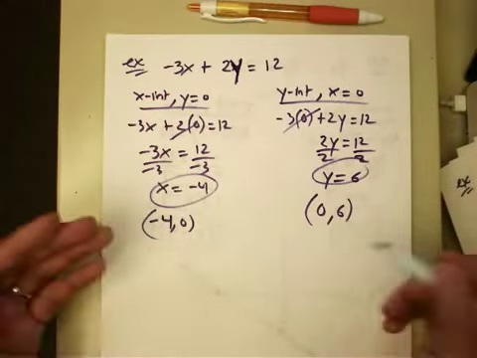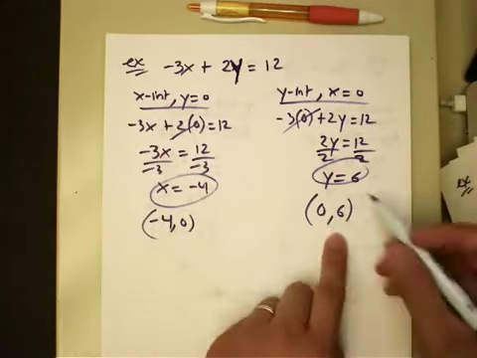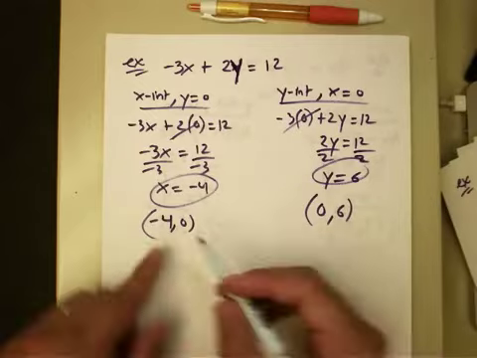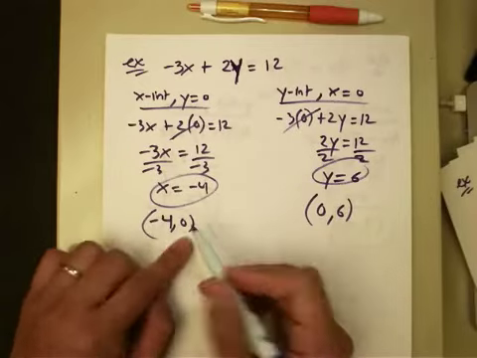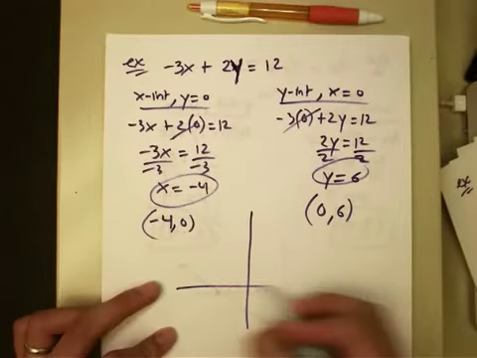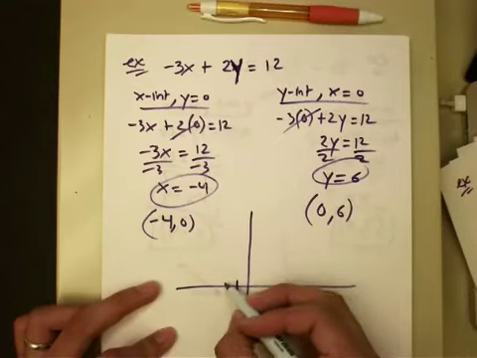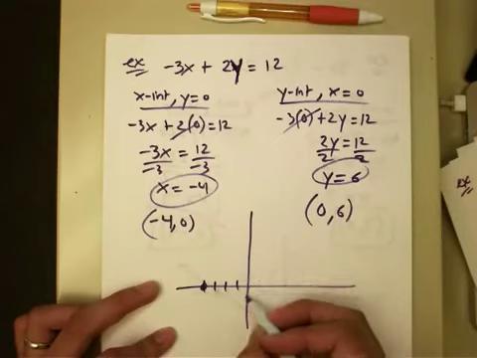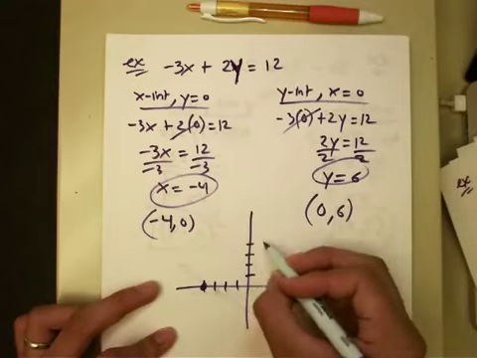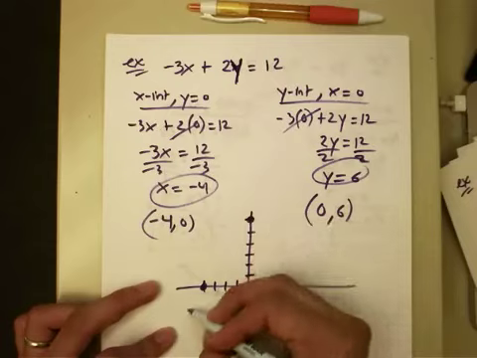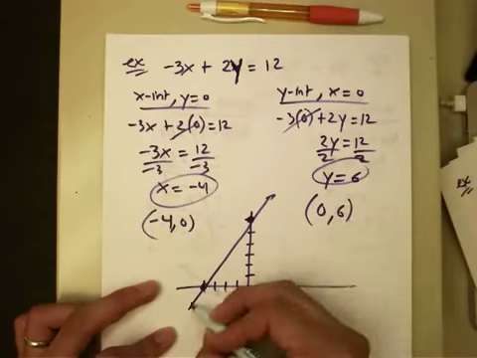Watch for the format, okay? This is the y-intercept, so that's why x is 0. This is the x-intercept, that's why y is 0. So you've got the 2 points. I can plot these. It's going to be (-4, 0), and it's going to be (0, 6). Got my 2 points. I can connect them again, and that would give me my line.